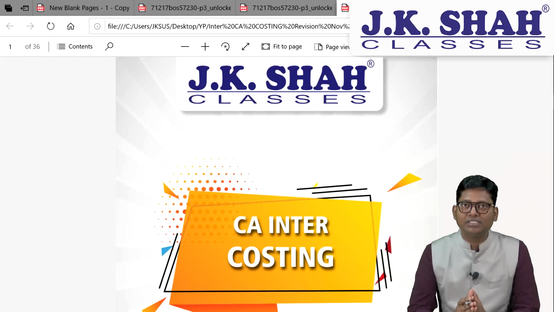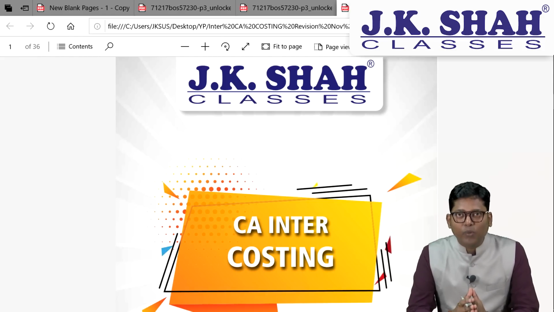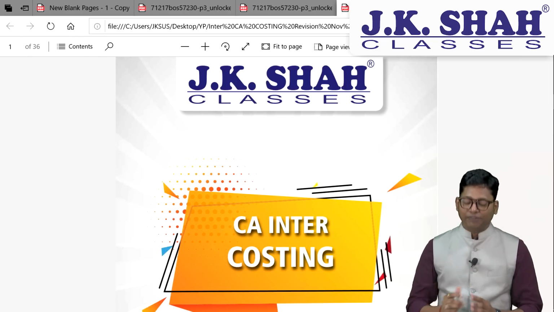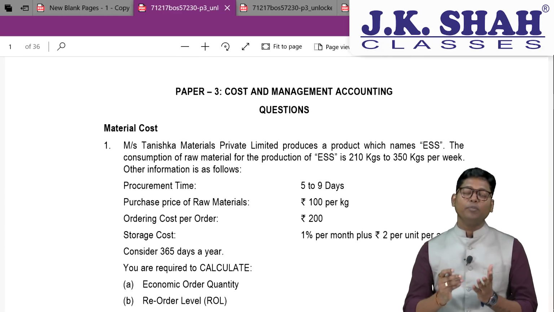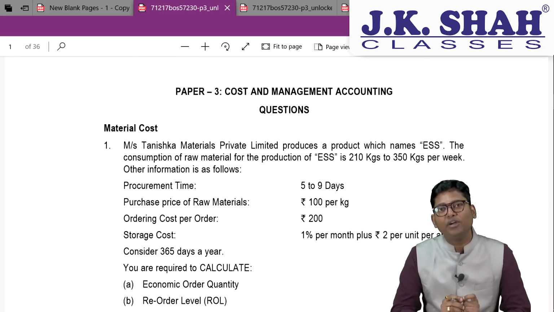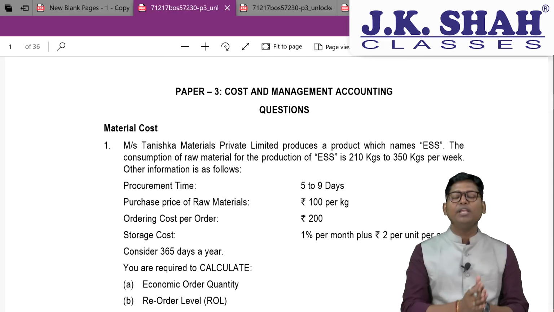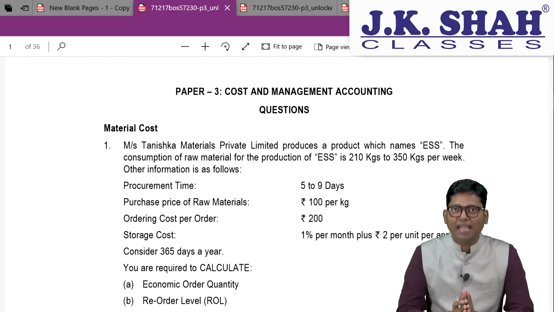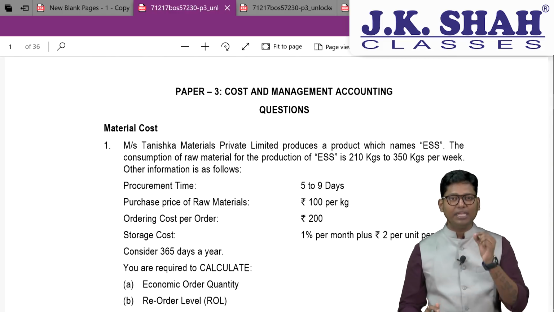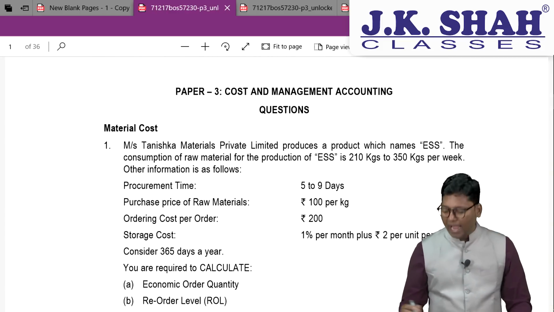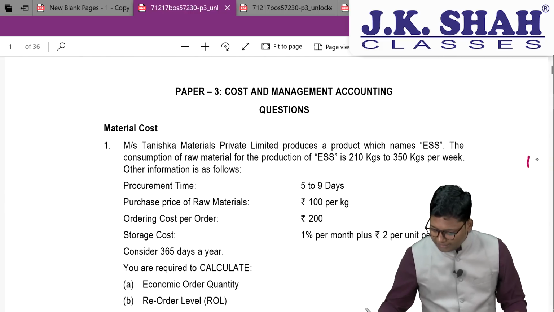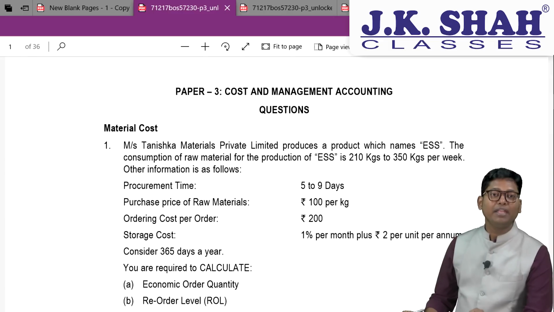Total 15 questions are covered in RTP, and out of 15 questions, the last question, that is question number 15, is based on theory, but the remaining 14 questions are based on practical calculations. Now, as far as question number 1 of RTP is concerned, if you observe this question, you will notice each and every concept from the chapter material costing, concepts related to EOQ calculation, concepts related to various stock level calculation like ROL, reorder level, maximum level, minimum level, average level of stock. Each and every calculation has been covered here, and very small and important points are there. Let's discuss this question which is related to material costing.